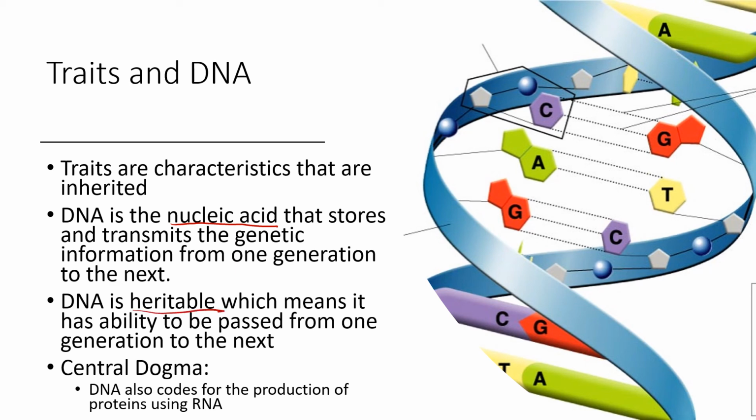Heritable means that it has the ability to be passed on from one generation to the next. And the central dogma here, so whenever we talk about that, is that DNA, in addition to carrying your information for your traits, like in addition to determining what color hair you have, your DNA also has information for coding for proteins, so for the production of proteins. And we're going to be talking about that in lesson 2 and so forth.